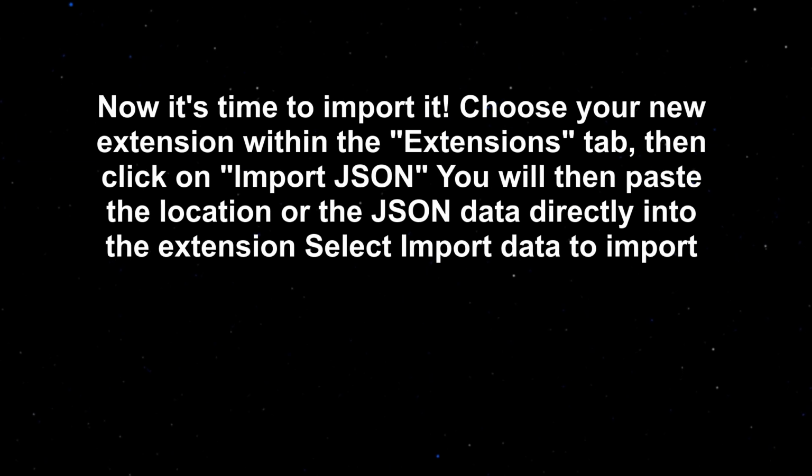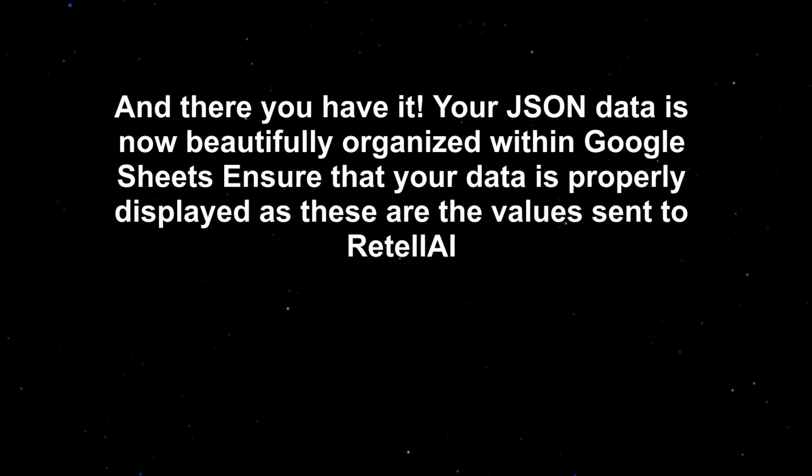Now it's time to import it. Choose your new extension within the Extensions tab, then click on Import JSON. You will then paste the location or the JSON data directly into the extension. Select Import Data to import. And there you have it. Your JSON data is now beautifully organized within Google Sheets.